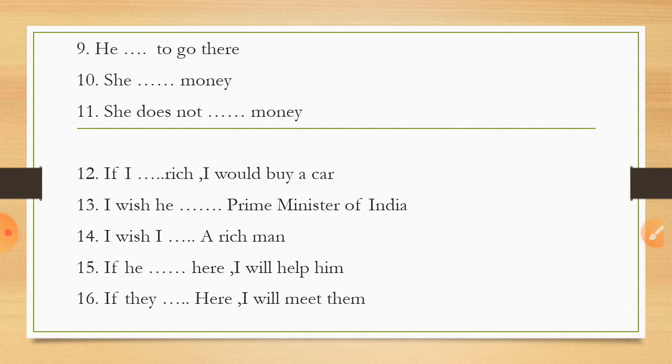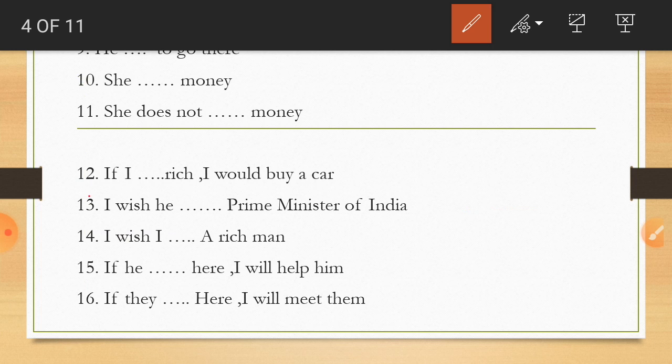If I dash rich, I would buy a car. Here it is a suppositional. It means supposing. It means wish kind of sentences. So here most of the sentences, if the syntax is in this form, I would buy a car, or wishing or something, we call them suppositional sentences. So in the 12th one we use, if I were rich, I would buy a car.